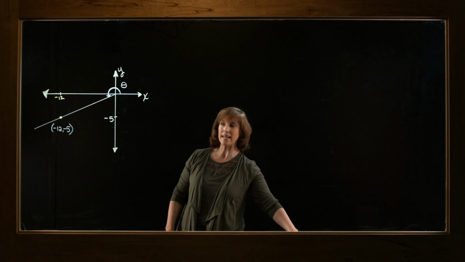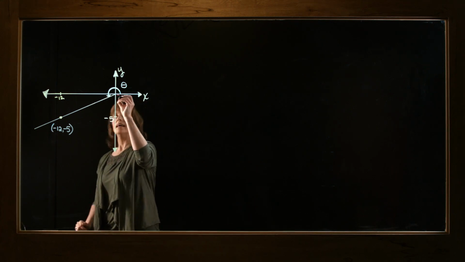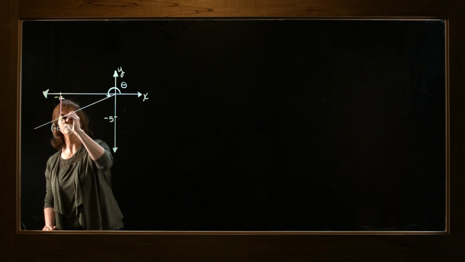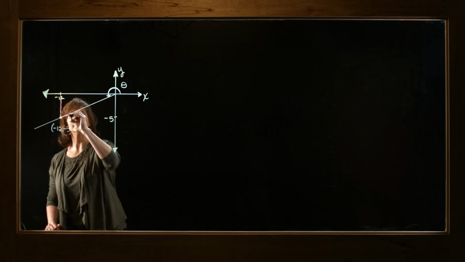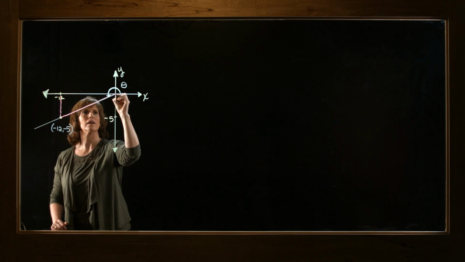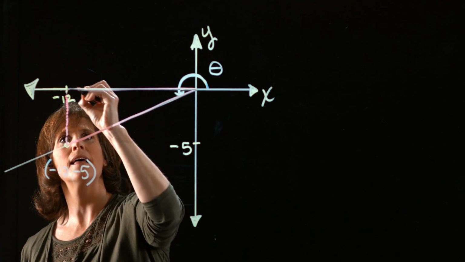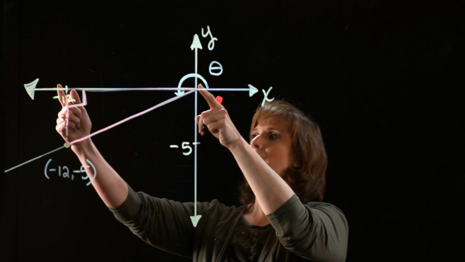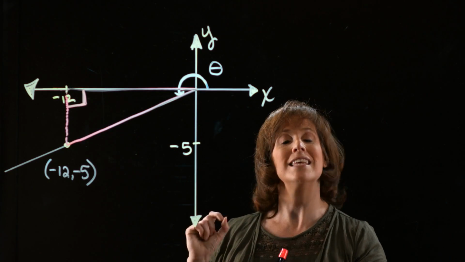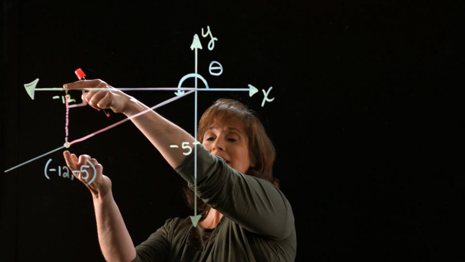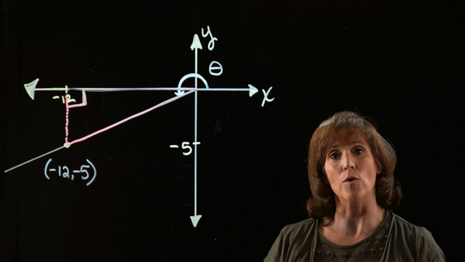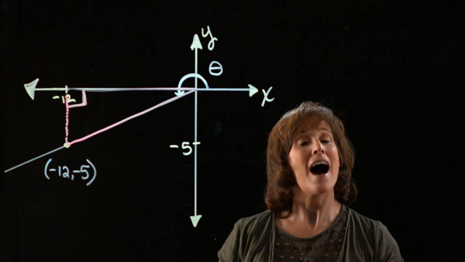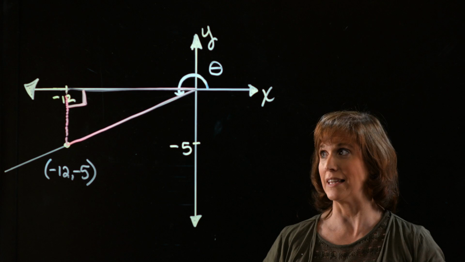Let's take a look at a triangle that can be created using that point and the origin. Notice that that's going to be a right triangle. This length is going to correspond to the x-coordinate of my point. This length will correspond to the y-coordinate. So that takes care of the legs of the right triangle. But how about the hypotenuse? I can use the Pythagorean Theorem to figure out that length.